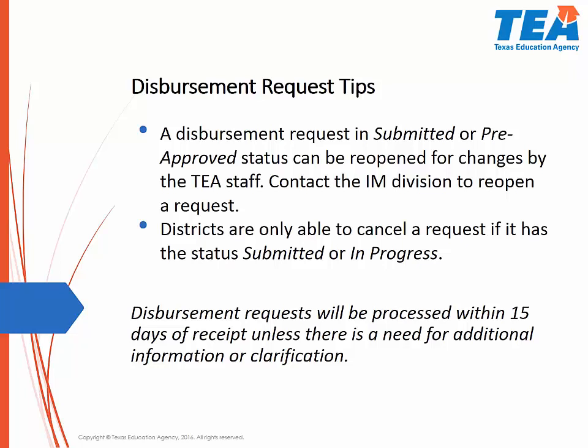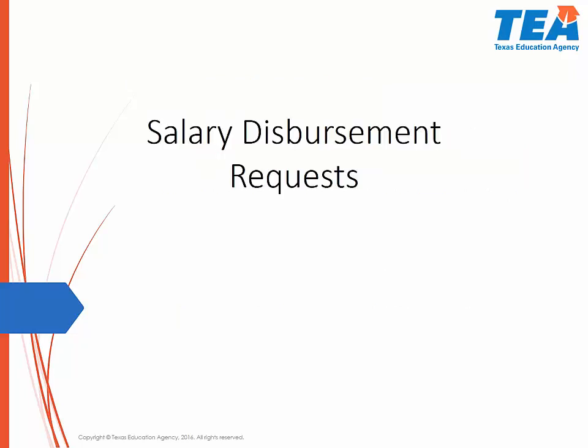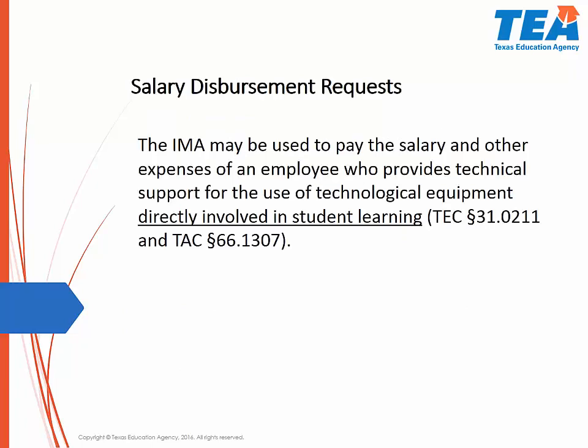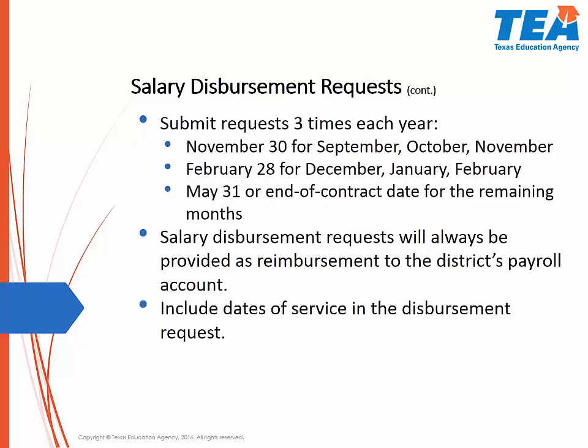Salary disbursement request. The IMA may be used to pay the salary or other expenses of an employee who provides technical support for the use of technological equipment directly involved in student learning. The salary disbursement request should be submitted 3 times per year. At the end of November for September, October, and November, at the end of February for December, January, and February, and at the end of May or the end of the contract date for the remaining months.